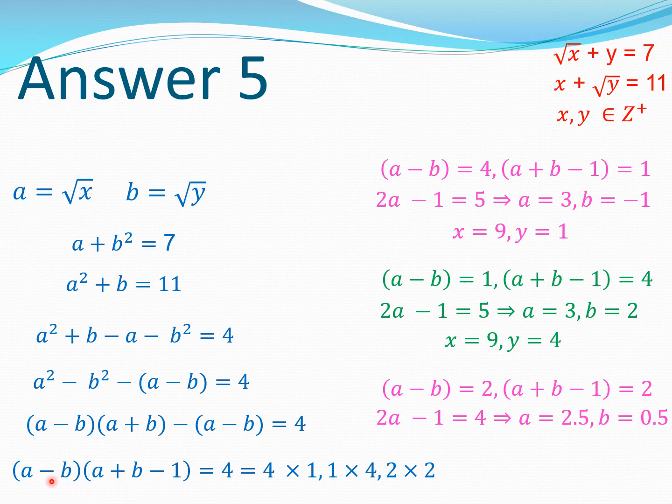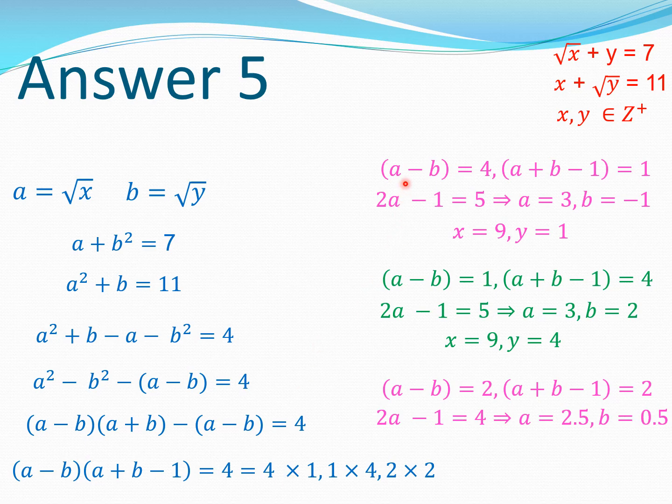Now when I look at this equation, I know the right hand side is 4. So since these are all going to be positive numbers and so on, I can say that this is going to be 4 into 1 or 1 into 4 or 2 into 2. So we are going to investigate these possibilities and see what goes on there. So the first possibility is a minus b is 4 and a plus b minus 1 is 1.